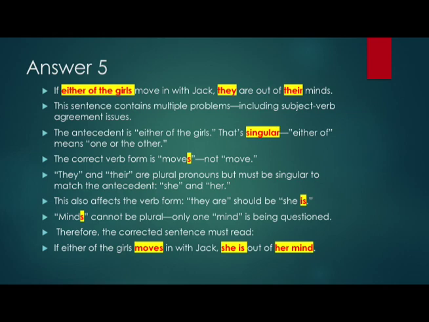Now we have two pronouns, "they" and "their," and they're plural. But they must be singular because our antecedent is singular. So we need to change "they" and "their" to "she" and "her." This also affects the verb form. So it shouldn't be "they are," but "she is." Again, it's only one person making the decision to move in with Jack. Also, "minds," the last word of the sentence, cannot be plural. It's just one person's mind being questioned. So the corrected sentence has to read, "If either of the girls moves in with Jack, she is out of her mind."